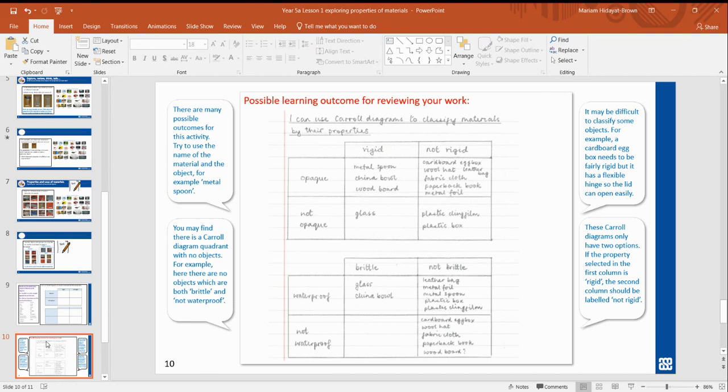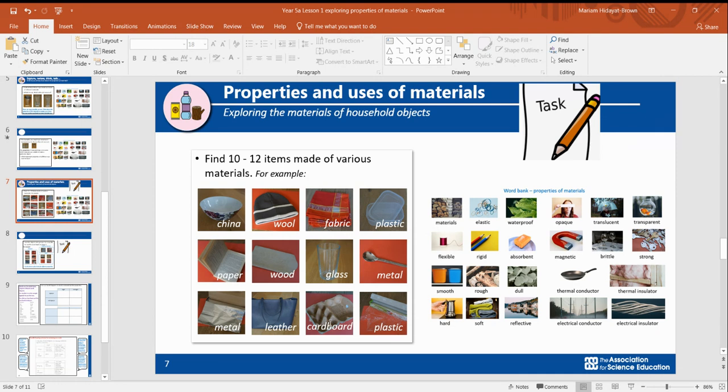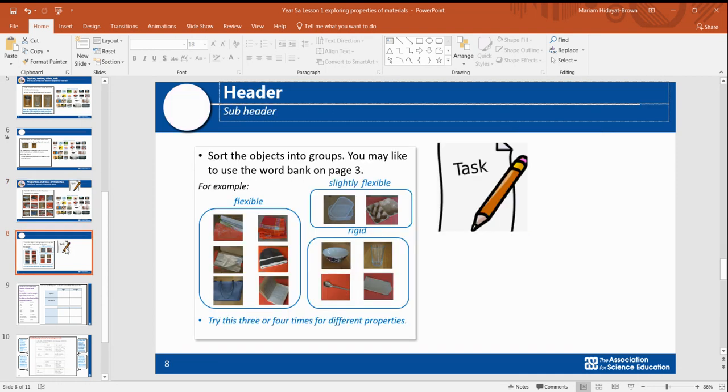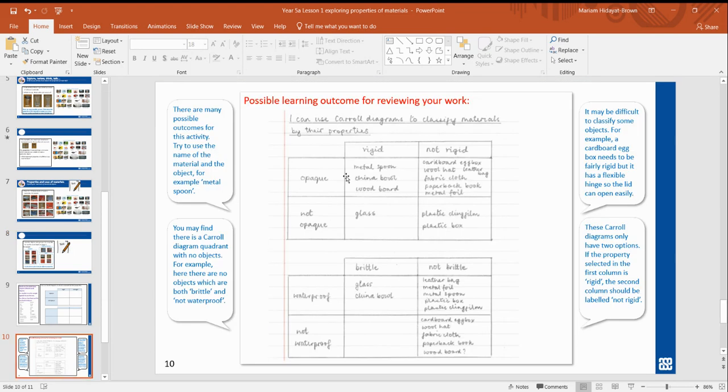So if I go to the example, in my rigid box, I would put the metal spoon, the china bowl, and the wooden board because they have the two properties of being opaque and rigid. If I had the cardboard egg box, for example, let's go back to the cardboard egg box, which is here. That is not rigid, is it? Because we decided it was slightly flexible. It's not rigid, but I cannot see through it. It's opaque, isn't it? So then I would put my egg box in this box here because it's not rigid, but it is opaque.